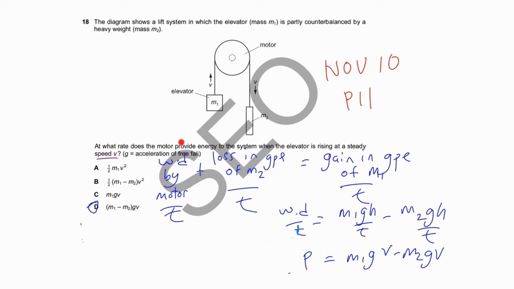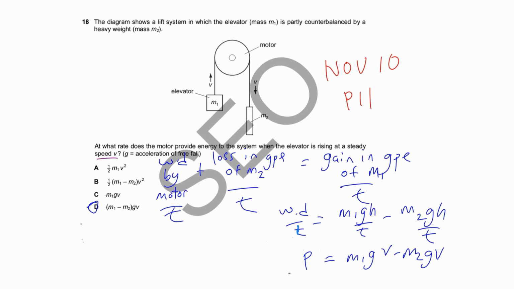So remember, we want to find this, so let's call the work done over time as our subject. So we bring this over. Now the gain in GPE of M1 will be M1 GH over T. You bring this over, the loss in GPE of M2 will be M2 GH, then you divide by time.